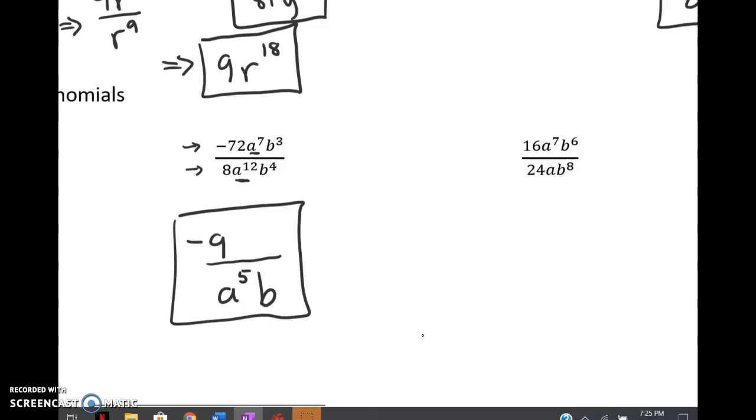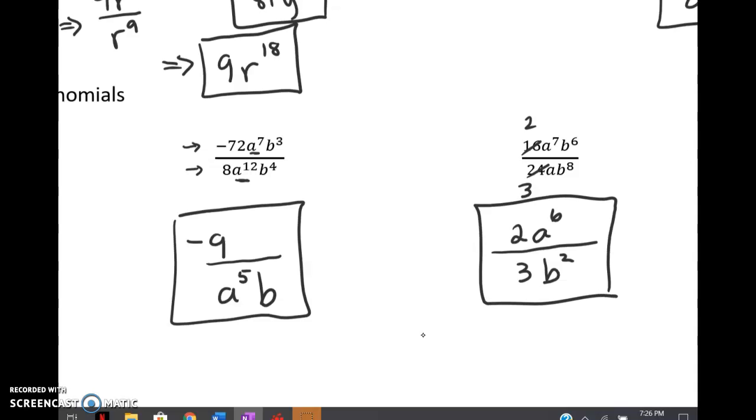All right, well, 16 doesn't go into 24, but they're both divisible by 8, right? So 8 goes into 16 2 times, 8 goes into 24 3 times. So I'm going to have a 2 in the numerator. I'm going to have a 3 in the denominator. Now let's look at the a's. More in the top, right? A to the 6th. Look at the b's. More in the denominator, b squared. So that's how that one goes.